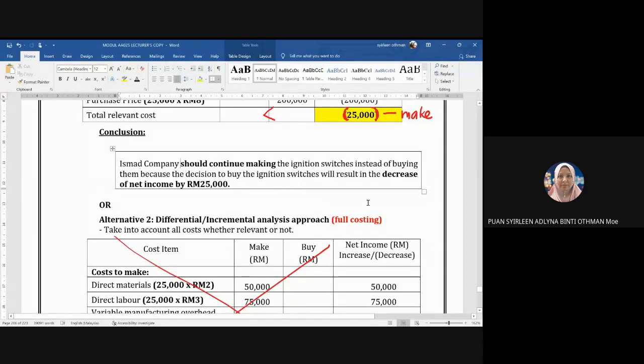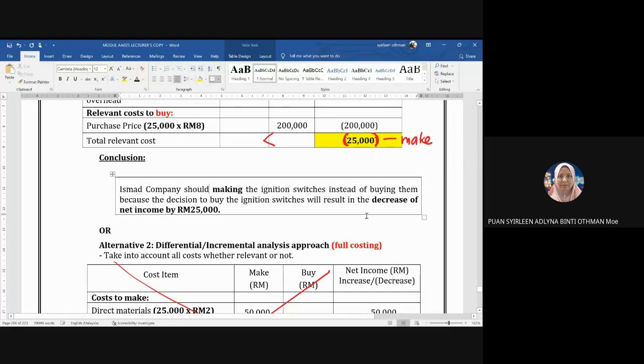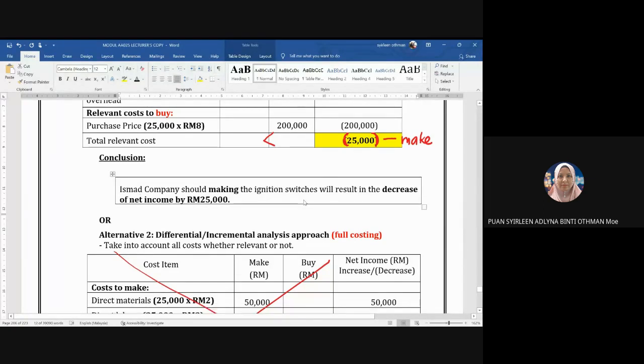Okay, so Ismat Company, okay, should make the ignition switch because, okay, it will increase, okay, the net income by 25,000 ringgit. Okay, kenapa Madam cakap will increase?